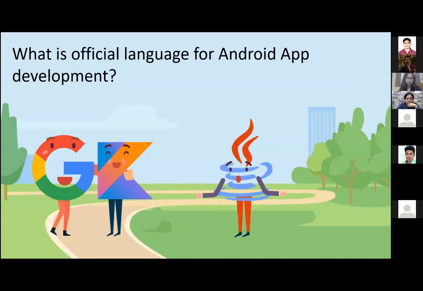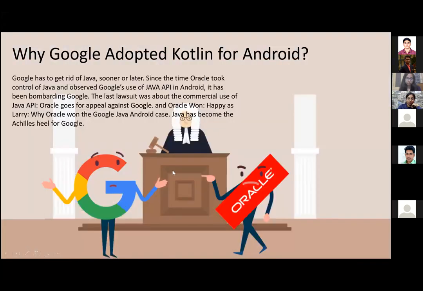Well, let me explain. A couple of years ago, Java was the most preferred language for developing Android applications, and now Google has switched over to Kotlin because there was a dispute between Oracle and Google over the use of their Java API. Everyone knows that Java is developed by Oracle, right? Oracle is the official owner of Java. And Oracle was providing some sources like the API to Google for developing applications for their Android platform.